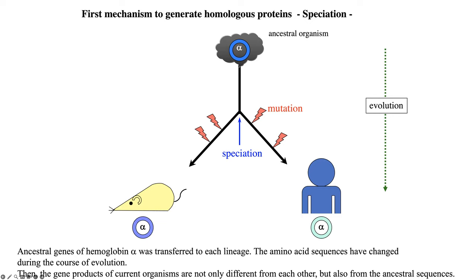The ancestral organism sometimes divided into two groups, and one of the branches reached the mouse and the other went to the human. This divergence is called speciation. After the divergence, mutations occur, and the amino acid sequences are gradually changed. So the current hemoglobin alpha of mouse and of human are different from each other, and they are also different from the ancestral hemoglobin alpha. Of course, we don't know the sequence of the ancestral hemoglobin alpha, but we can get the amino acid sequence data from the mouse hemoglobin alpha and human hemoglobin alpha.